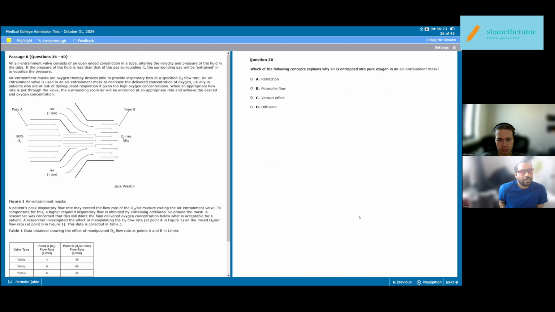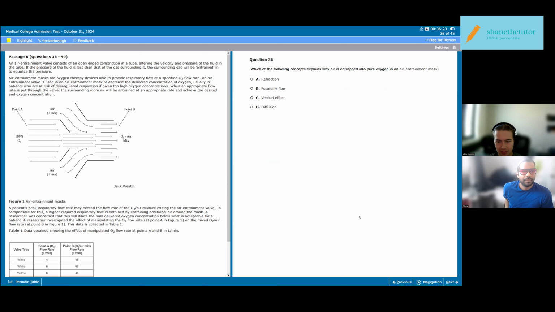So, what does entrainment mean? No idea. Well, it's not something you're expected to know, but from what the passage describes, like controlling the gas to stop sort of equilibrium.